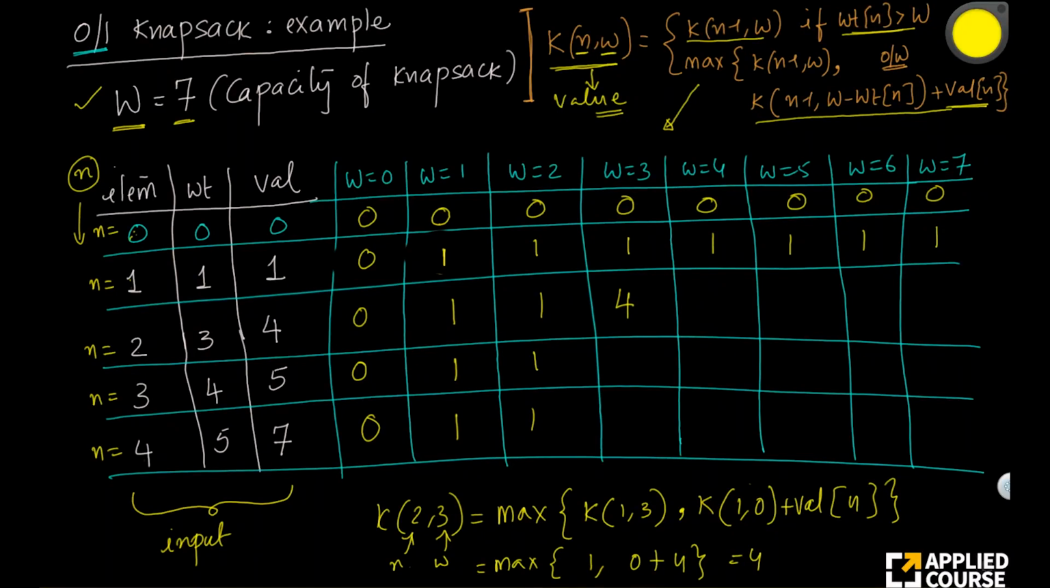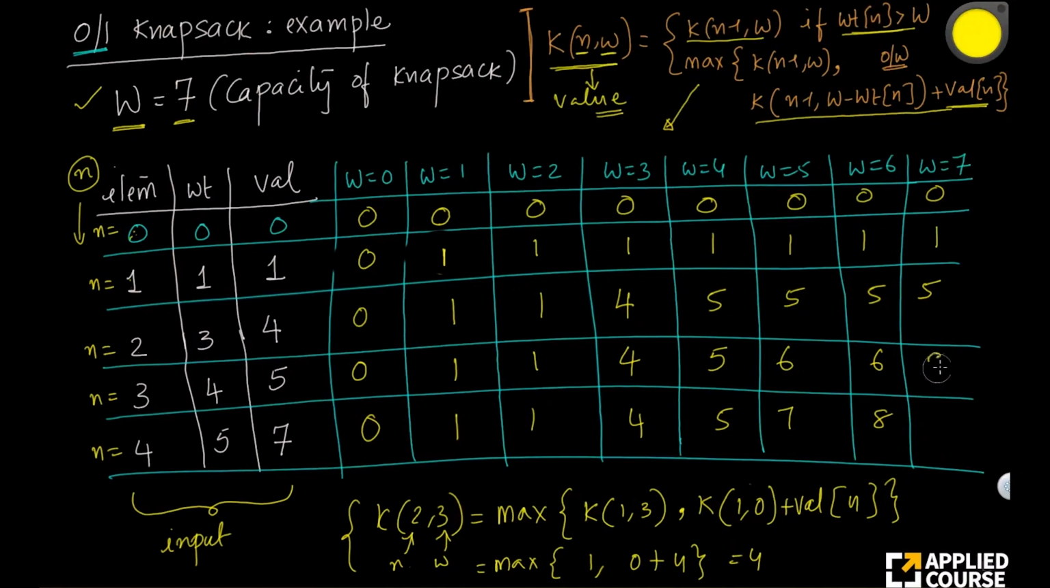So I'm basically applying this recurrence relation step by step and filling this whole matrix. If I continue filling this, this will become 5. I'm not going step by step, but you can easily fill this. It's not rocket science. Just in the interest of time, I'm going ahead. Now let me show you another example, just so that you get some clarity.